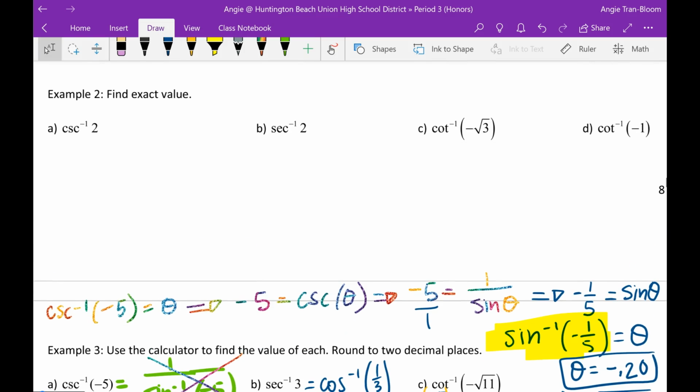So we're going to do the same thing, except this time, no calc. Okay.